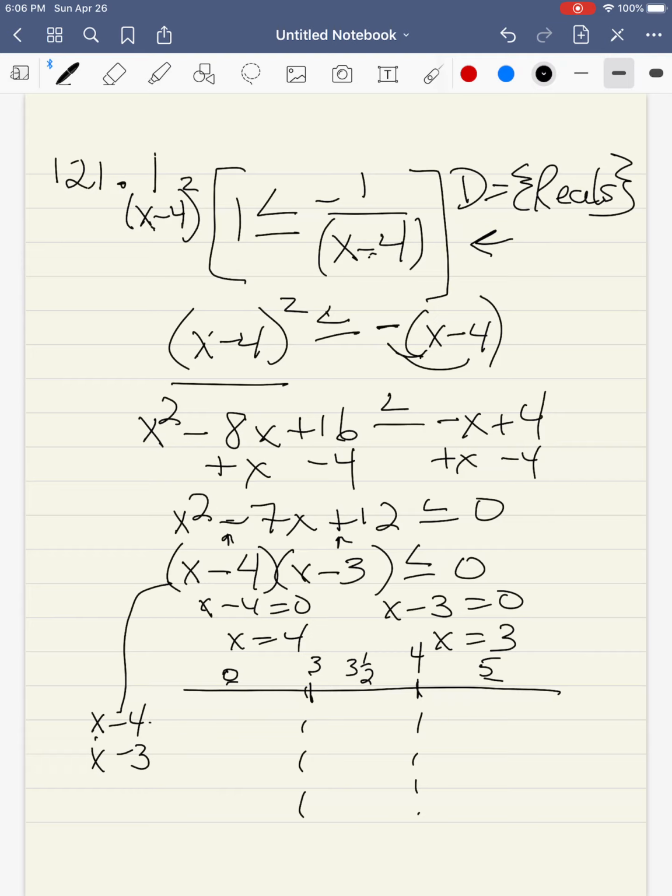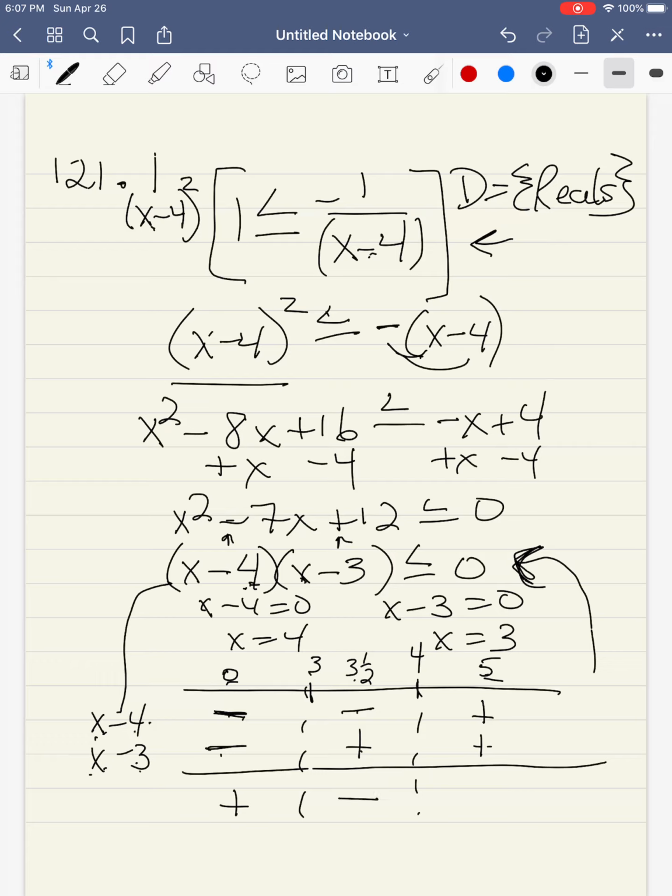So 0 minus 4 would be negative. That's all we need is the negative. 0 minus 3 would be negative. 3.5 minus 4, negative. 3.5 minus 3, positive. 5 minus 4, positive. 5 minus 3, positive. Draw a line. Now remember, right here, it says multiply the factors. So negative times negative, positive. Negative times positive, negative. Positive times positive, positive.